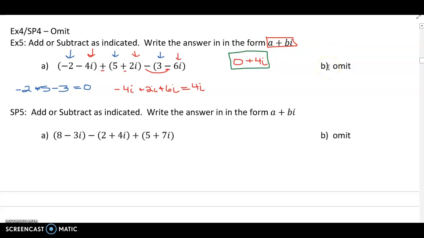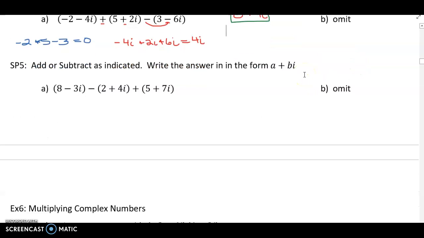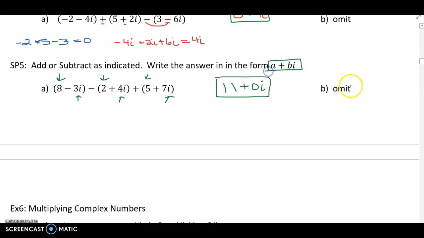Part B was the same thing with fractions, but that's not the focus, so I'm not going to worry about part B. On SP5, you want to try it on your own. Again, isolate your focus to the real numbers, get a number, then change your focus to the imaginary numbers. You can pause this for a second and work it out. You should get 11 plus 0i, and again, on your test you don't have to write the plus 0i. That is the complex number form, a plus bi. And again, part B was fractions, which I'm not going to worry about.